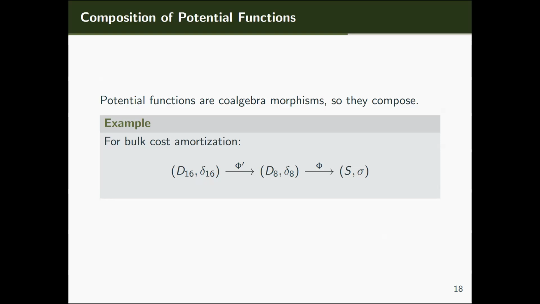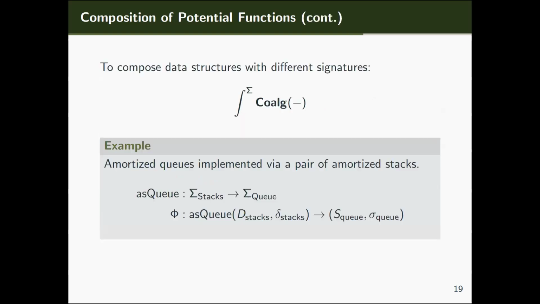You can also compose between different signatures if you want to use the Grodin deconstruction like this. So you can say, well, if I had a signature and a coalgebra for that signature, then the amortized queues can, for example, be implemented via a pair of stacks. So you'll have a conversion between the stacked signature and the queue signature, and then you have an amortized analysis, which happens after you convert the stacks to a queue, and then you compare those to the spec via a potential function.